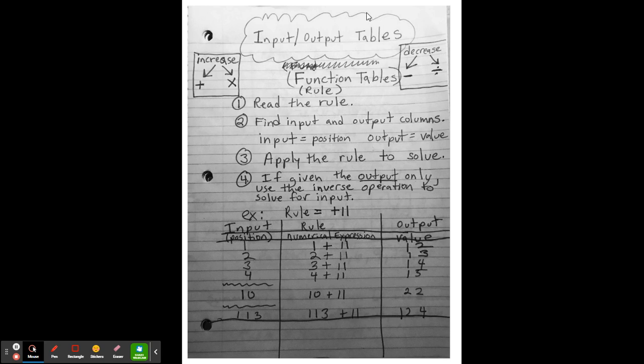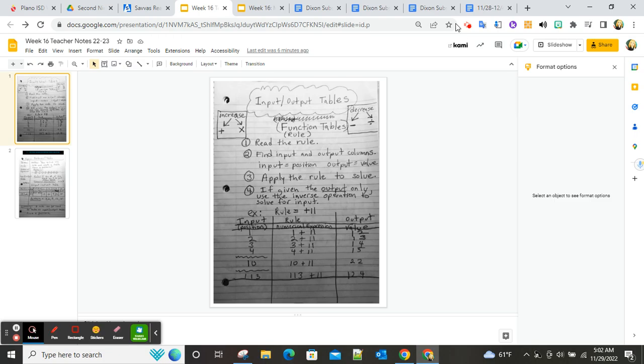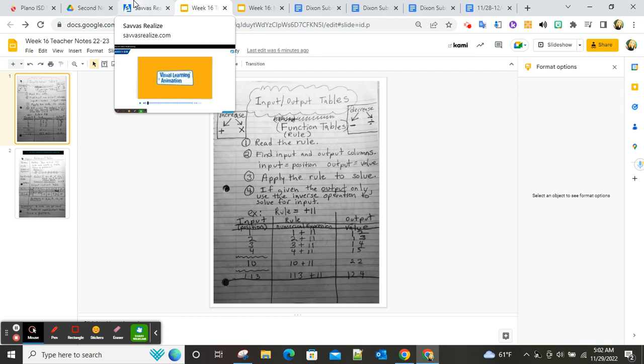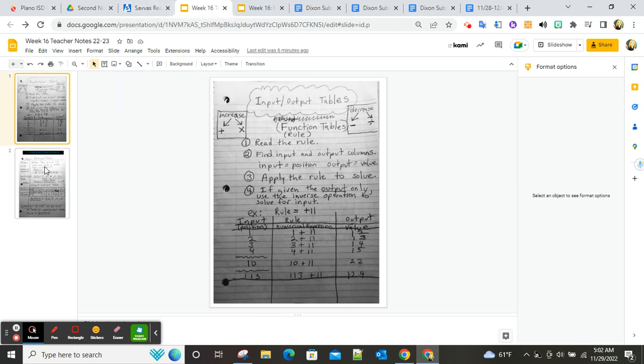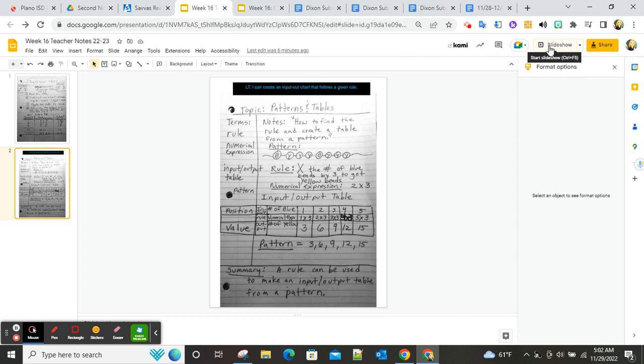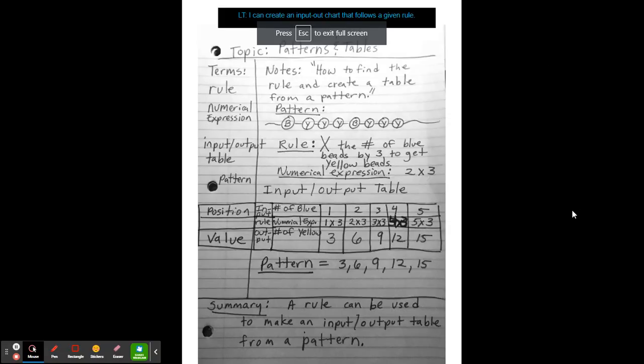So now I want to watch the video that steps us through solving and making input output tables. I do have notes that go along with this. I will show you those notes. The learning target for today is: I can create an input output chart that follows a given rule. So the topic is patterns and tables. And once we start the video, all of these notes will make sense.